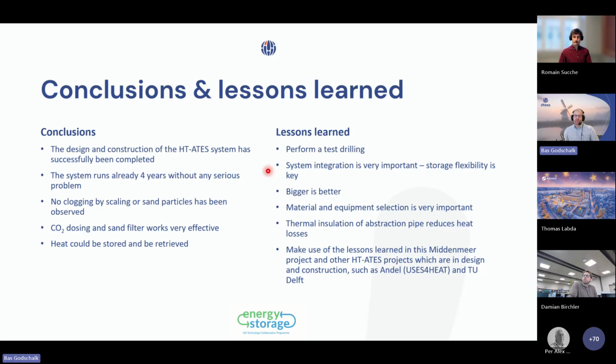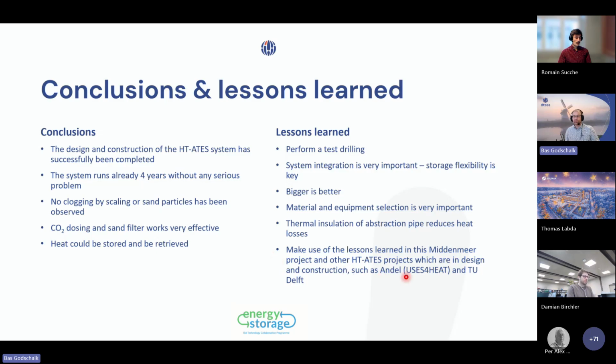System integration is very important. Bigger is better. You have to have a proper look at the materials and equipment. Thermal insulation of the extraction pipe will be very helpful to reduce energy losses. And also be aware that there are more high temperature ETS developed at the moment.